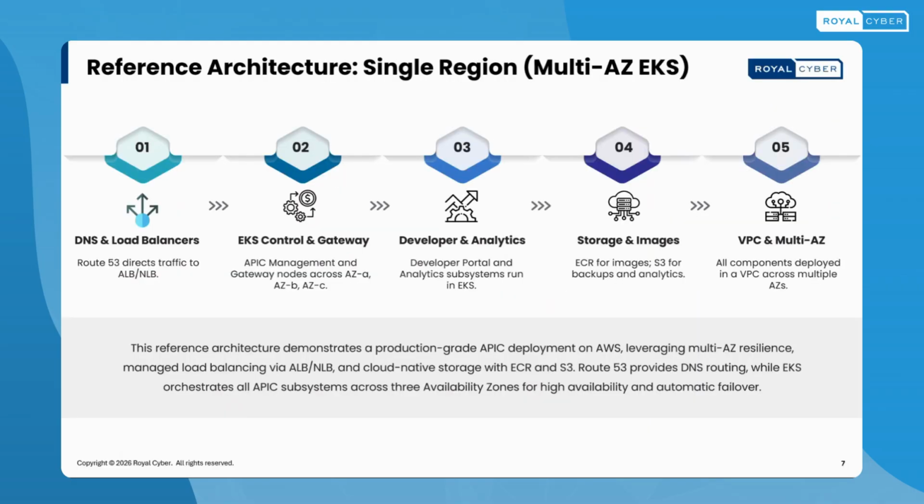Moving on. Here we can see a reference architecture. This slide shows a production grade deployment. The key components, as we can see: Route 53 for DNS routing, application load balancer, EKS cluster, ECR, S3. This architecture ensures high availability, automatic failover, resilient ingress handling, and cloud native storage durability. This is the strength that we get migrating our on-premise architecture to AWS.